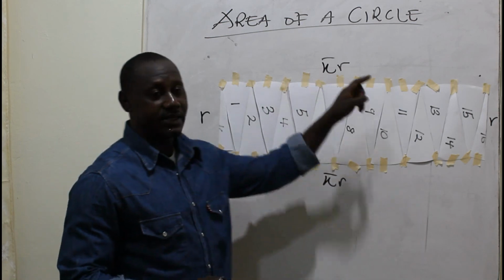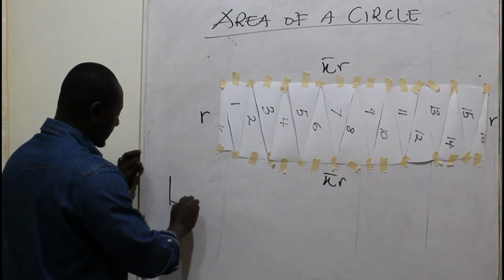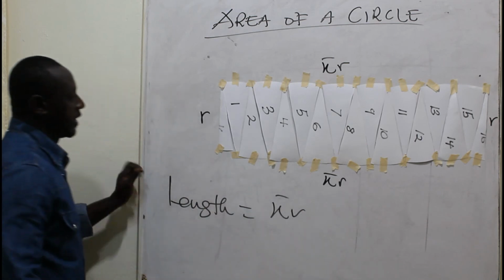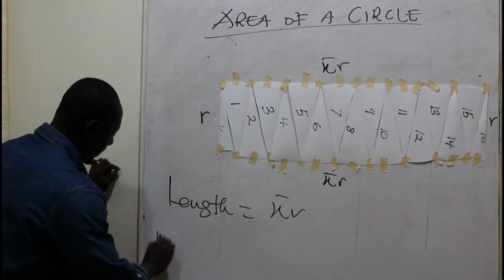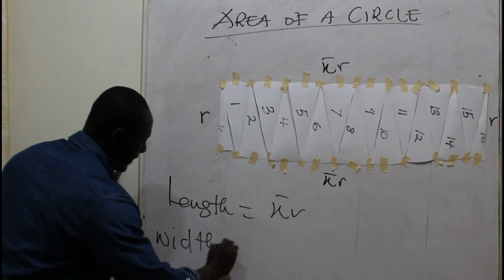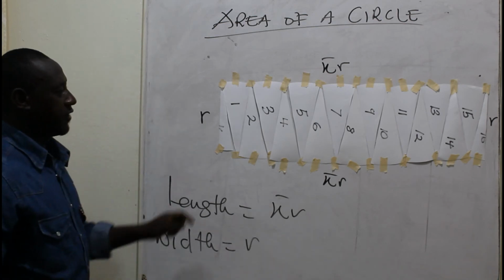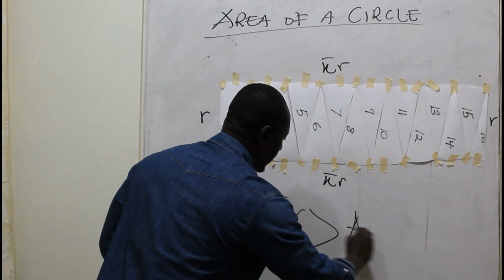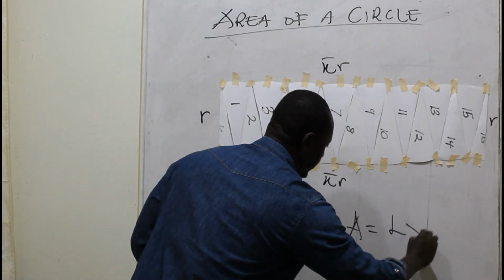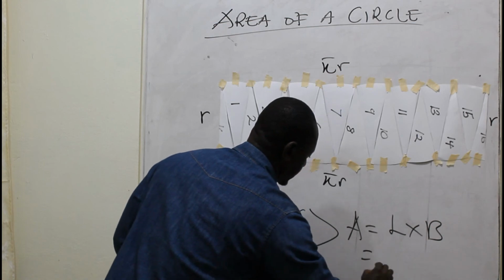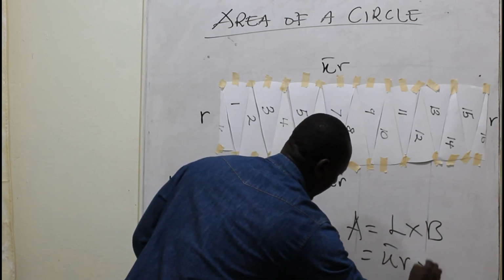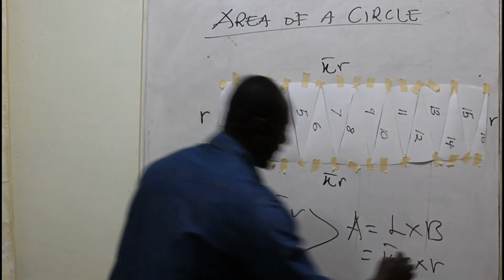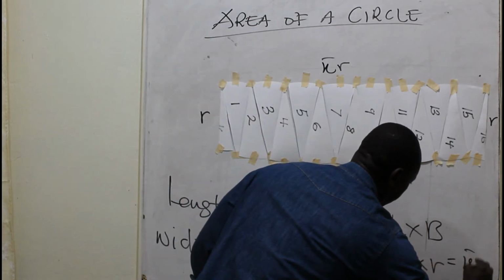Which side is the length? They will say that the length is equal to pi r. And which side is the width? They will say that the width is equal to r. Therefore, if I want to get the area of the shape, then I'm going to say that the area is equal to the length times the width. And that is pi r times r. And if you do the mathematics, you see that this is going to be pi r squared.